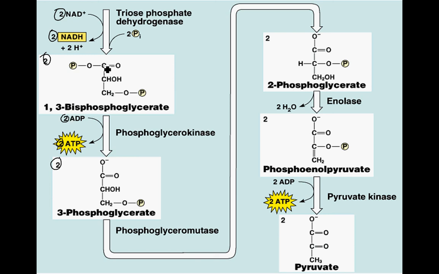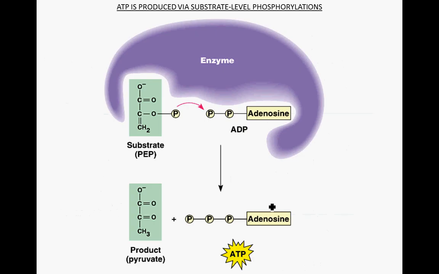Notice that all of these are 3-carbon intermediates, and ultimately you're going to end up with a 3-carbon pyruvate molecule, but you're going to end up with 2 of those pyruvate molecules. The very last step makes a couple of ATP, so the overall net is going to be 2 ATP molecules.